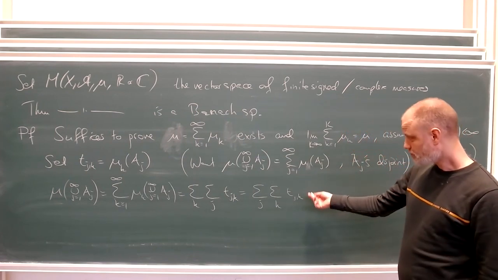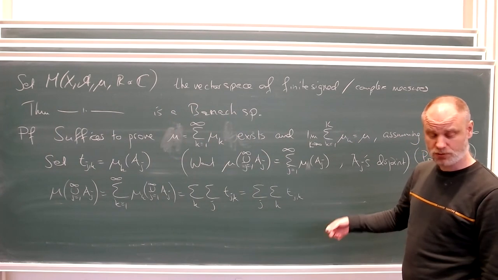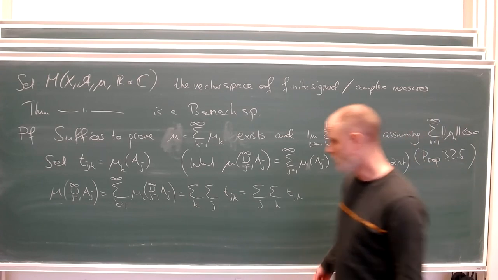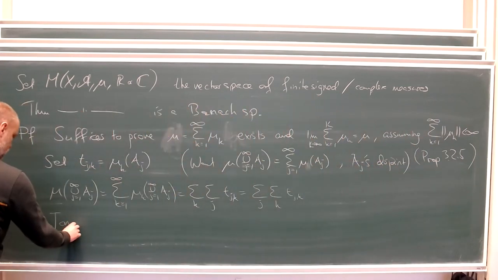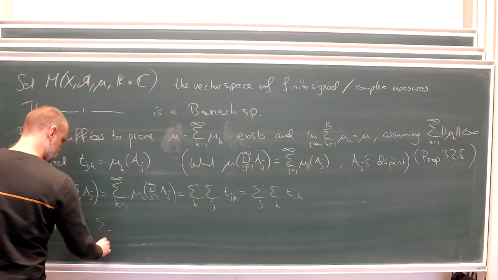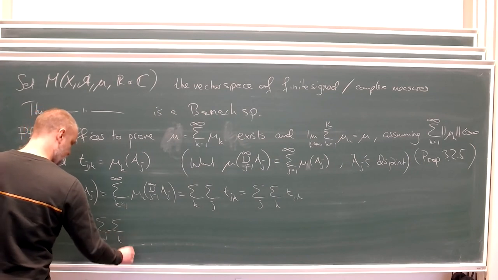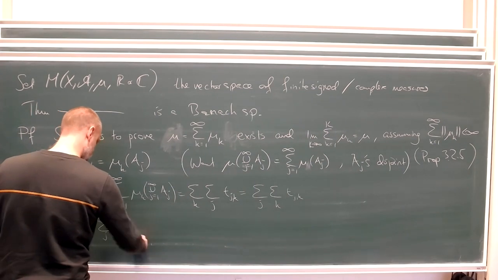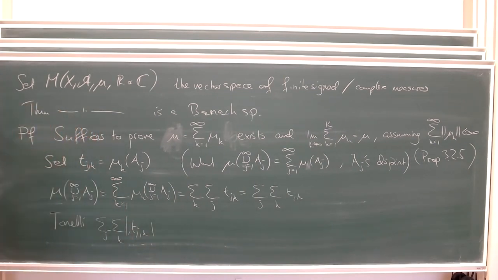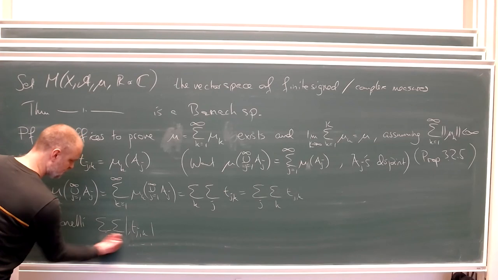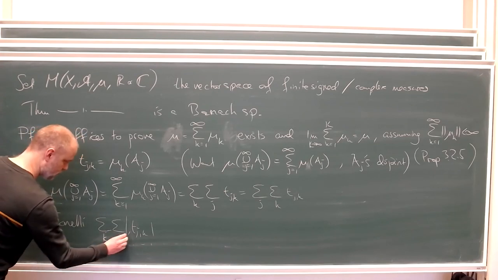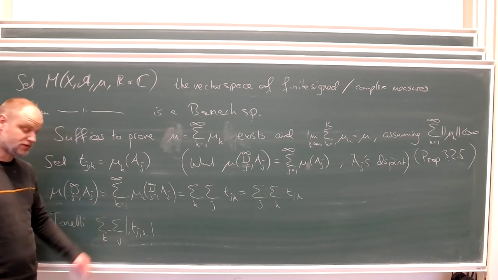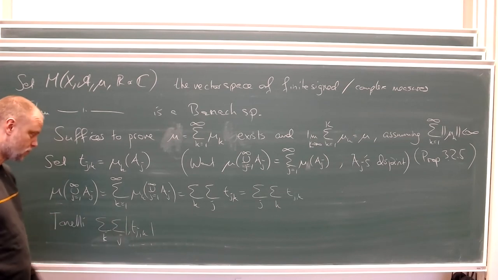So Tonelli's theorem is what you then use. You want to put the modulus here and see that you get a finite sum. So infinite sum over j, infinite sum over k, of moduli here. And then we have to figure out which way is best to do this. So it turns out that we do it like this. In Tonelli, it doesn't matter. If one of these alternatives is finite, then you're good to go, right?